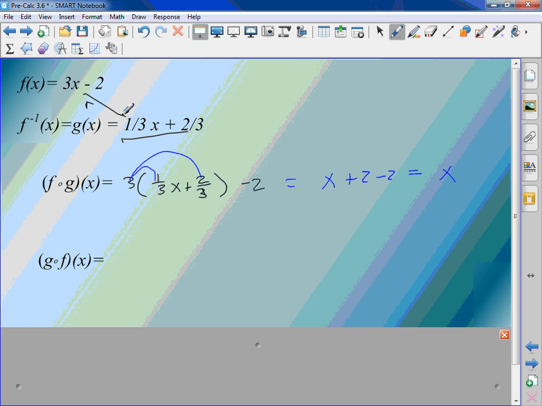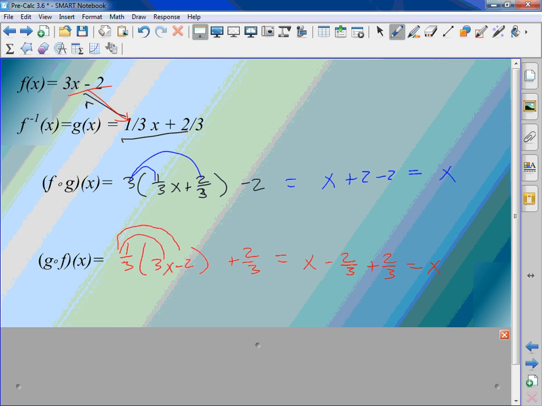Now finding g of f, I put f into g. So that means 1/3, there's an x, so I put in 3x minus 2, plus 2/3. Simplify this one. What's 1/3 times 3? Just 1x. What's 1/3 times negative 2? Negative 2/3 plus 2/3. They cancel out. What am I left with? x.